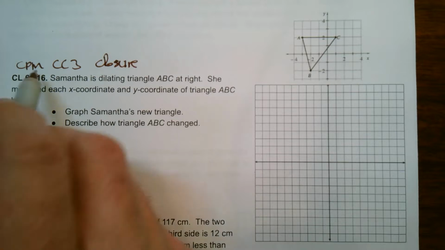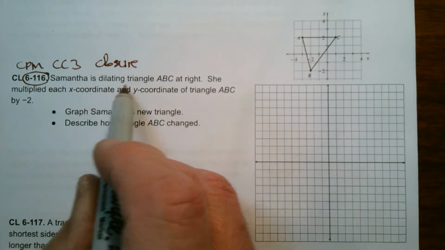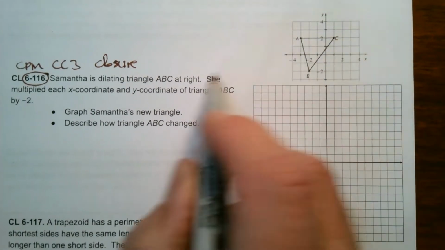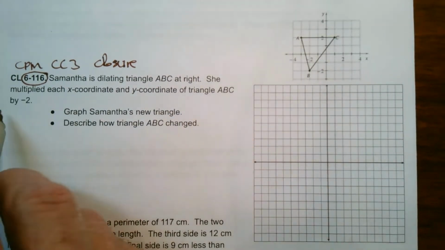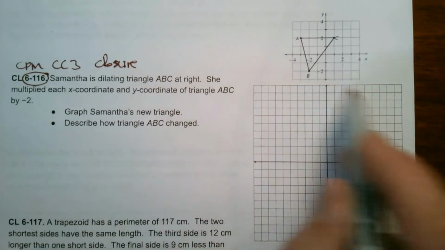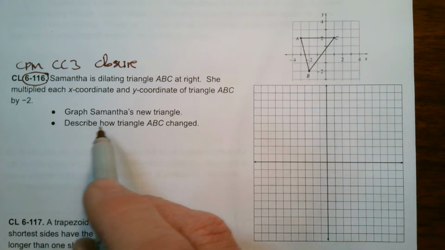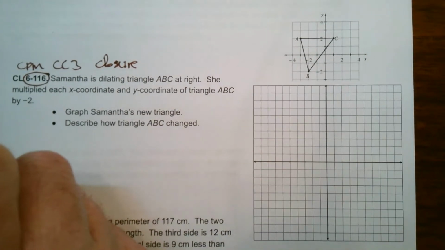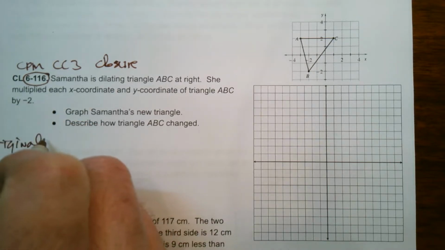So it says, and this is 6-116, Samantha is dilating a triangle ABC at the right. So here's my triangle ABC. She multiplied each x coordinate and y coordinate of the triangle ABC by -2. So it wants us to graph Samantha's new triangle, and then describe how the triangle changed. So the first thing I want to do is get the original coordinates before I multiply them by -2.